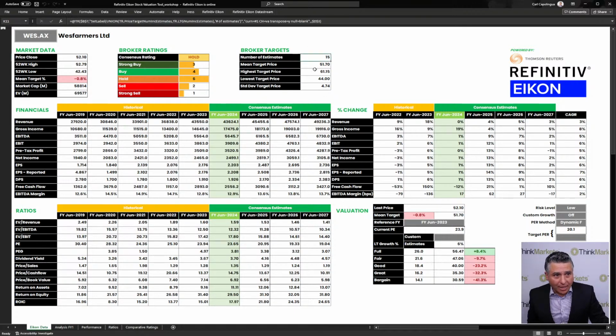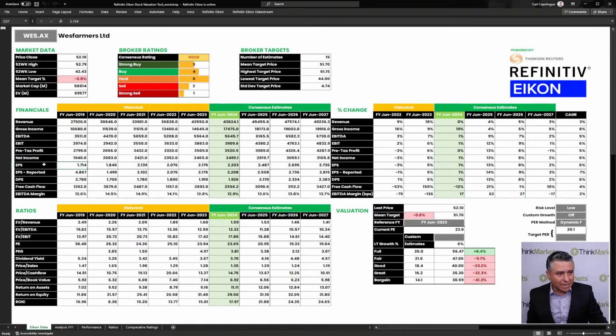So that's what it is. We should say that we've got 15 brokers. Their average price target is 51.70, suggesting that Wesfarmers, based upon yesterday's close, it'll update starting tomorrow, is slightly overvalued. But the brokers are showing a hold. There are 3 strong buys, 4 buys, 6 holds, 2 sells, 1 strong sell. An extremely polarizing company. That is extremely polarizing.